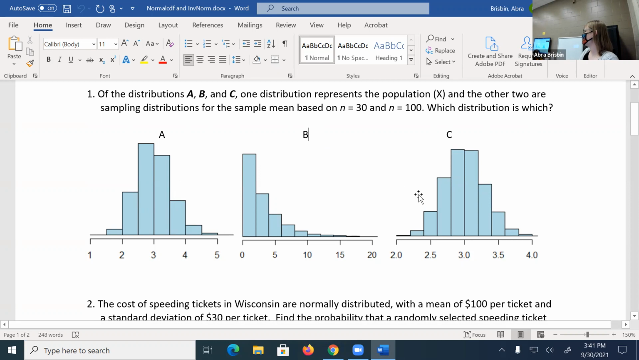And then between graphs A and C, which one is the sample mean of samples of size 30? 1 for A, 3 for C? Yeah, that's graph A. Why is it graph A? Because as the sample size gets larger, the standard deviation is smaller, and graph C has a smaller standard deviation than graph A. Right. Looking at the horizontal spread on the axis, graph C has a smaller standard deviation than graph A does. So graph C must be the sample means of larger samples. Graph C is means of samples of size 100. Graph A is means of samples of size 30.